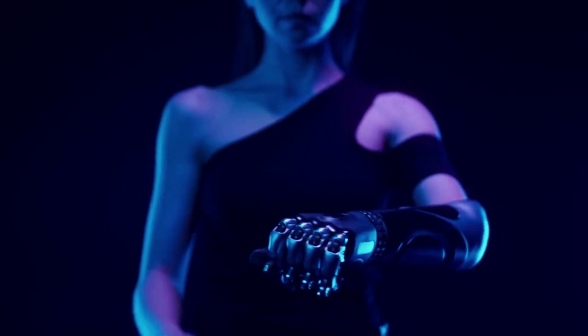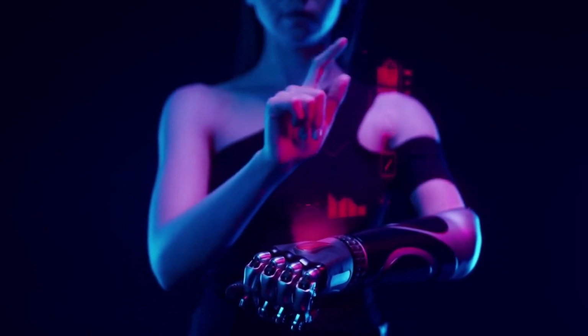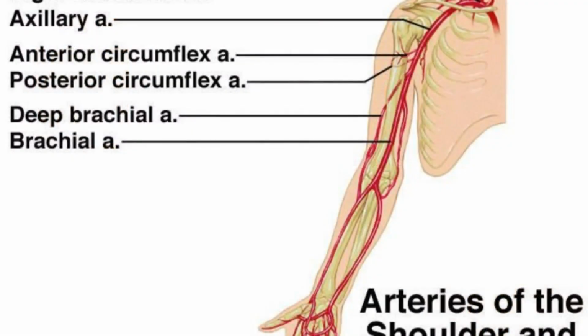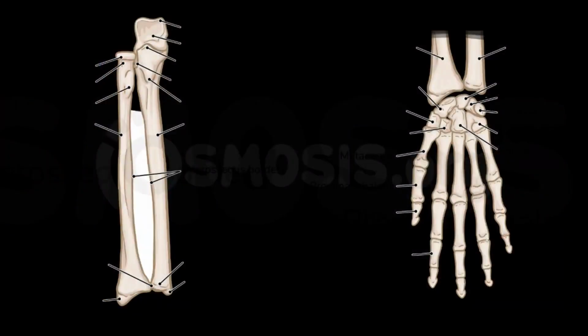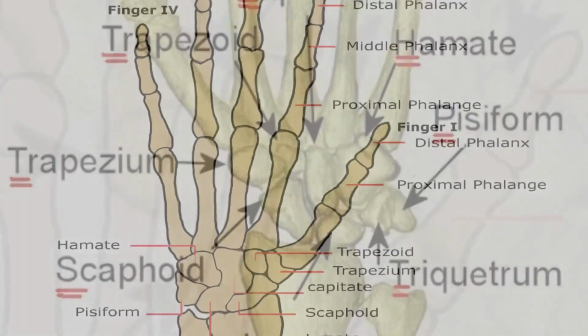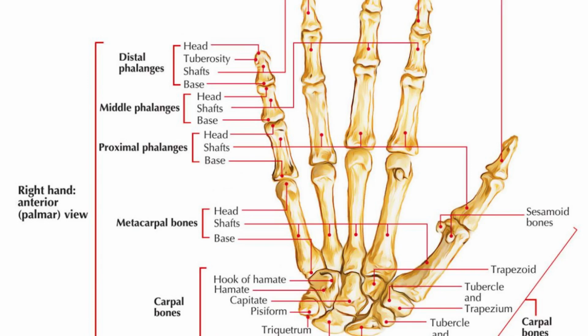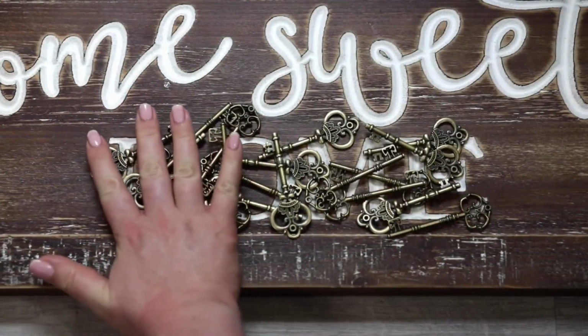The human upper limbs, commonly referred to as the arms, are intricate structures composed of bones, joints, muscles, nerves, blood vessels, and other tissues. Each upper limb consists of the humerus, upper arm bone, radius and ulna, forearm bones, carpals, wrist bones, metacarpals, palm bones, and phalanges, finger bones. They play crucial roles in a wide range of activities, including manipulation, grasping, lifting, pushing, and pulling.